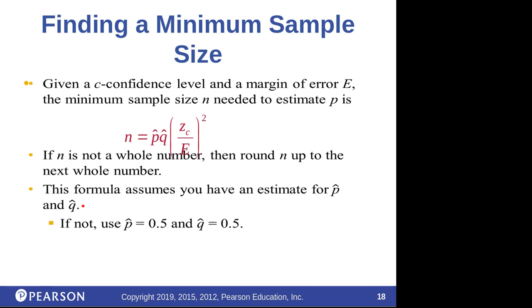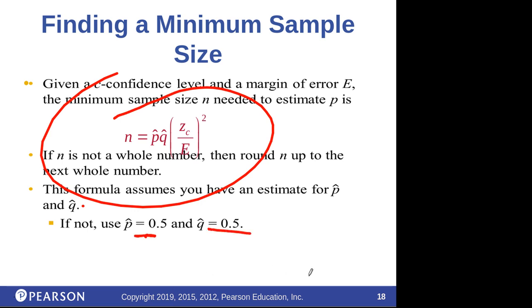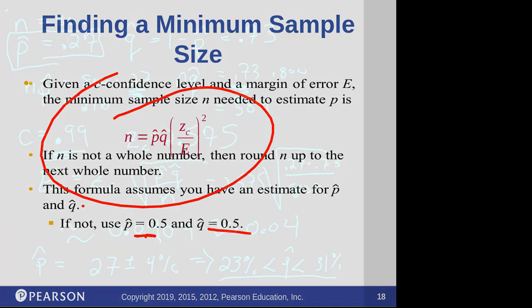So when you go to set up a survey and you say you want to be within, well, we're going to use one of these. So I'll come over here. So we're going to take this equation and we're going to use it. Right? And this formula assumes you have an estimate for P and Q, but you might not. It's not a bad estimate to assume that it's going to be 50-50 if you don't. And that's what we're going to do. So let's come over here and use this on the blackboard.